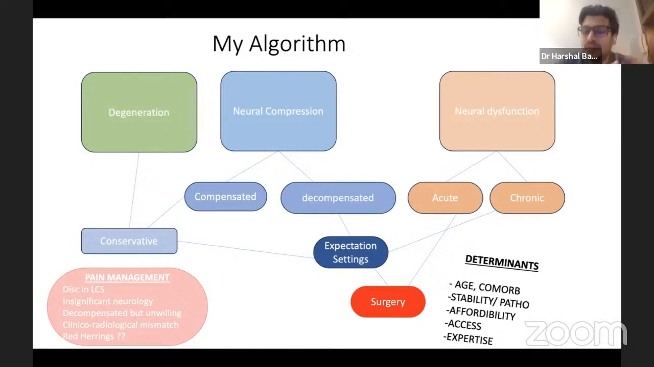But the major determinants remain age, comorbidities, stability, pathology, and affordability for the patient. I can't offer a poor patient expensive MIS TLIF or endoscopic surgery. Also access to healthcare and expertise in my hands.